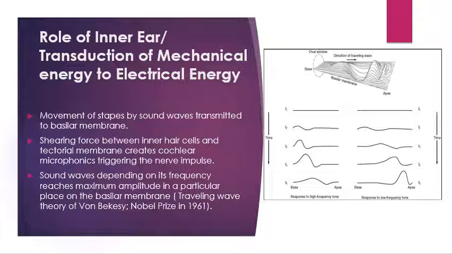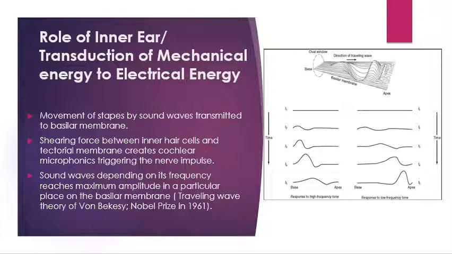Now you have to know about the traveling wave theory of von Békésy. He got the Nobel Prize in 1961 because of this theory, because of his work in the inner ear. What he mentioned is that a particular frequency of sound will cause the maximum amplitude of displacement of the basilar membrane at a particular area. So that particular frequency will have a particular maximum amplitude of displacement, and that frequency will be represented in that area.